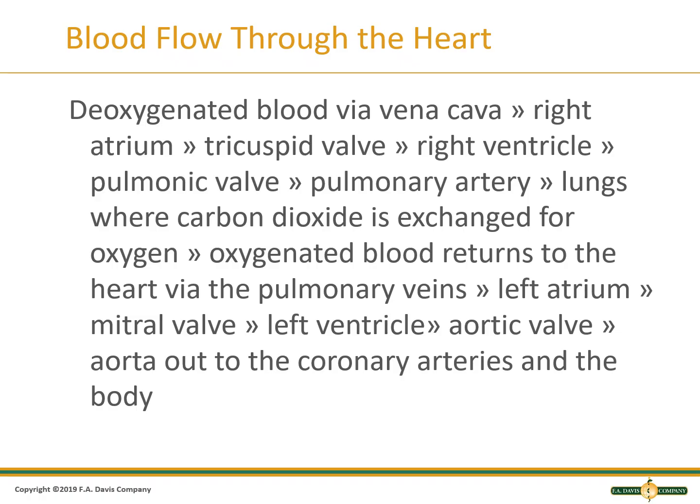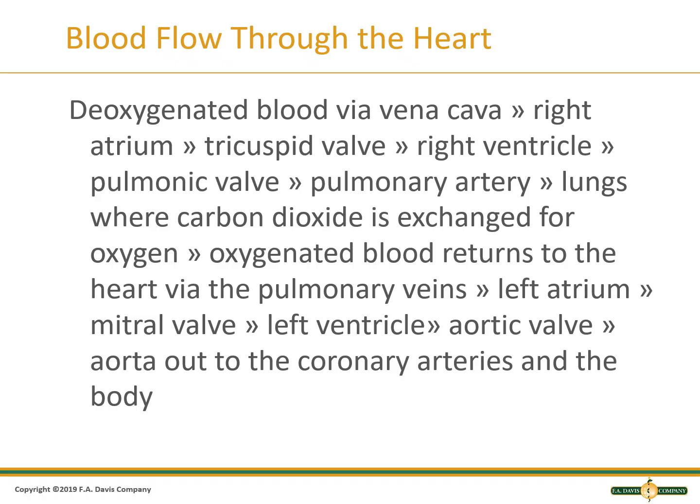Right. So that's the valve that's on the right side of the heart, the tricuspid valve. From the tricuspid valve, blood flows into the right ventricle. Leaving the right ventricle, we pass through the pulmonic valve, pulmonic because we're headed to the lungs. We pass through the pulmonic valve into the pulmonary artery, artery because arteries take blood away from the heart. That pulmonary artery takes this blood to the lungs where carbon dioxide is exchanged for oxygen.